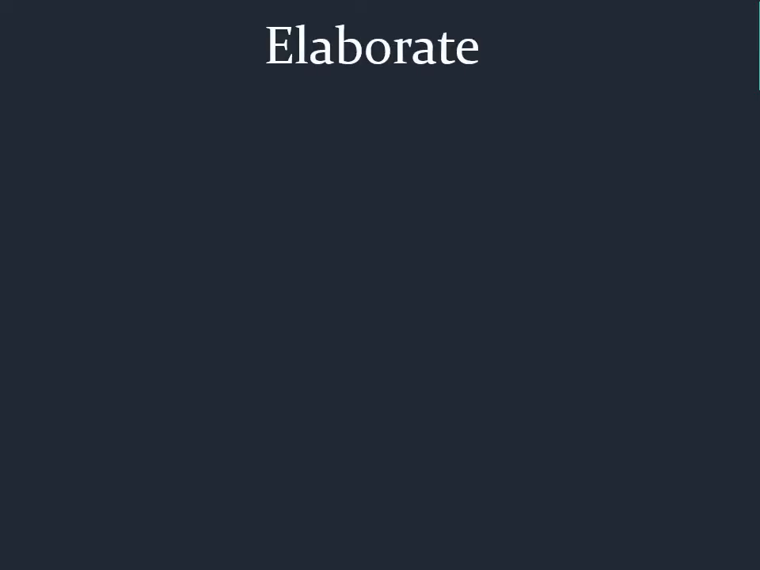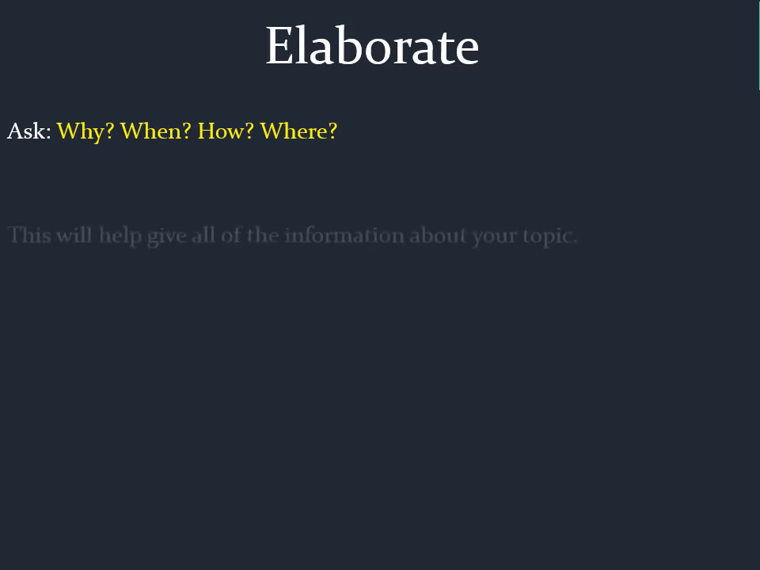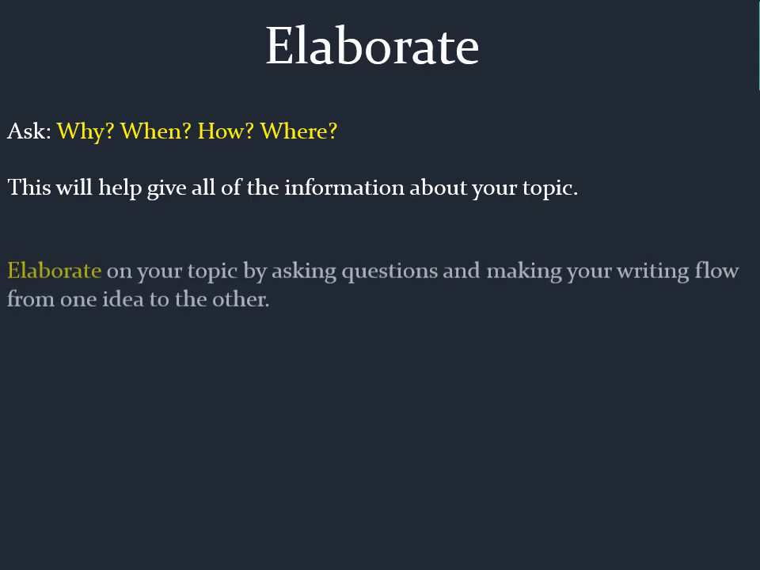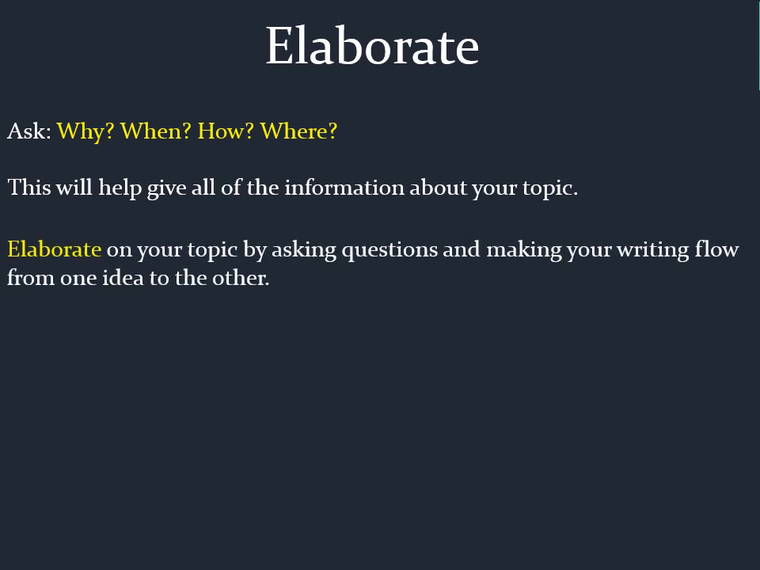Now, what you were trying to do with all of these is this word here, elaborate. Now, elaborate, what does that mean? It just means we're trying to give more information. We want to ask why, when, how, where. Okay? This will help give all of the information about your topic. Elaborate on your topic by asking questions and making your writing flow from one idea to the other.